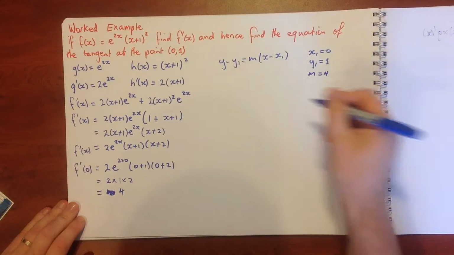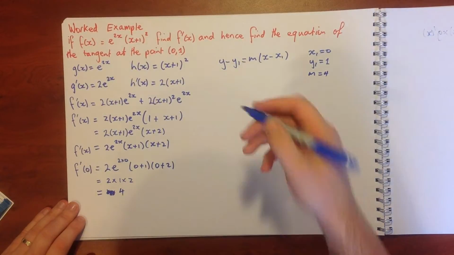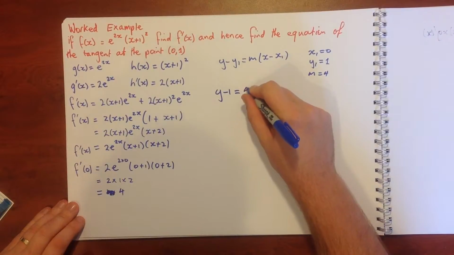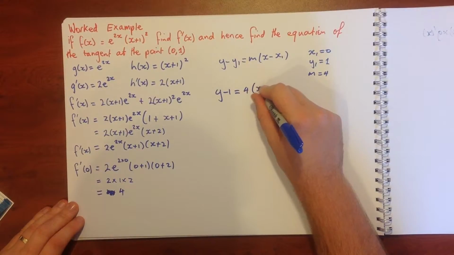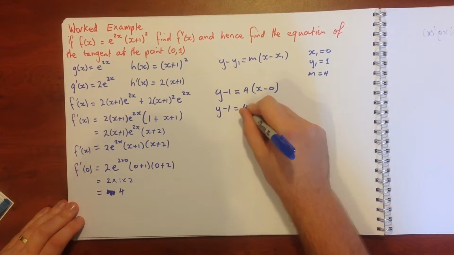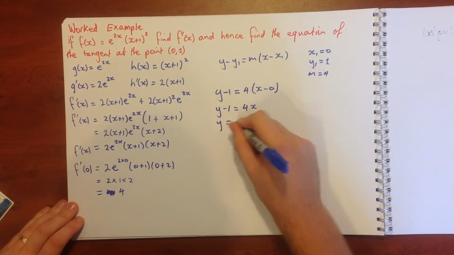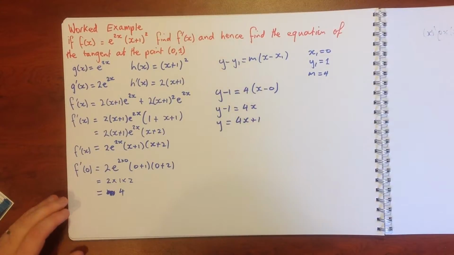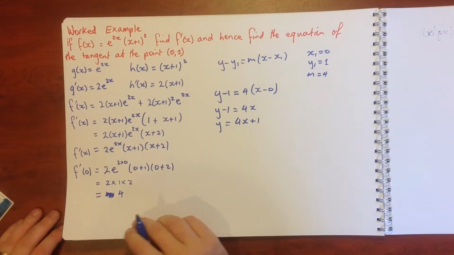Okay, so now we've got everything we need to put in our tangent equation. So we can say, well, we've got y minus 1 equals 4 outside of x minus 0. So we've got y minus 1 equals 4x. So y equals 4x plus 1. Okay, and we've got our equation of our tangent.